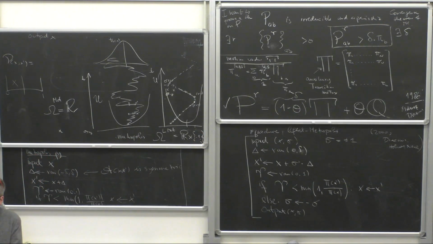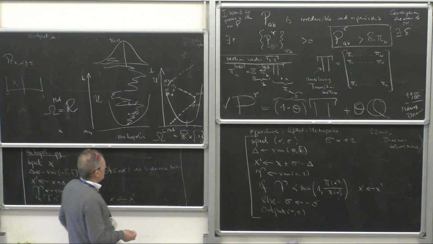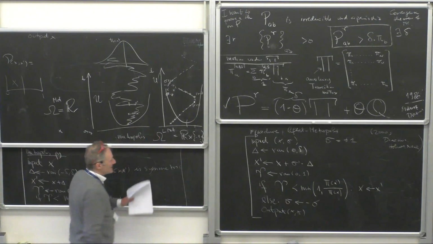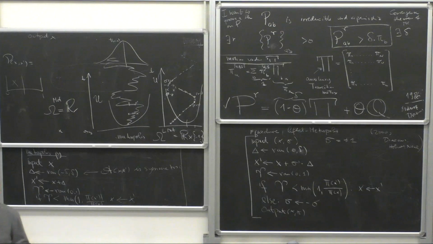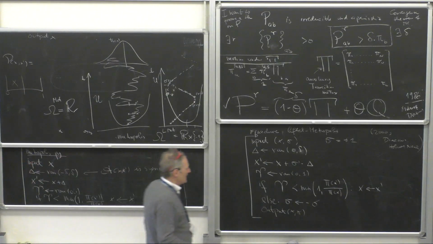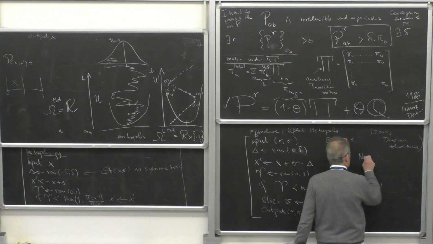In some sense it's called a lifted algorithm because we have lifted, so we have two copies of the algorithm. Now in this large sample space, the algorithm is manifestly non-reversible, because we can go from (x, sigma) to (x', sigma), but we cannot go from (x', sigma) to (x, sigma). So this is a non-reversible algorithm.